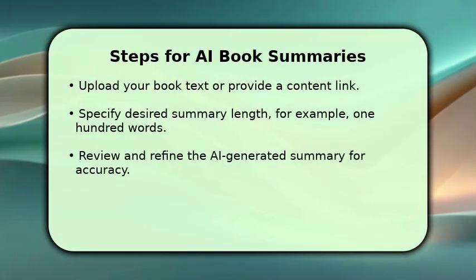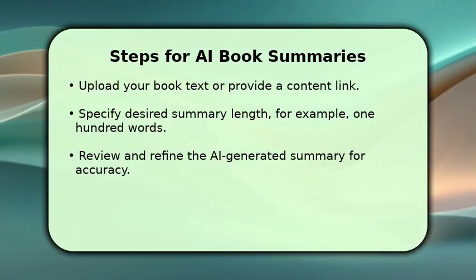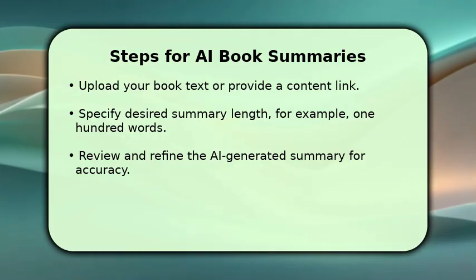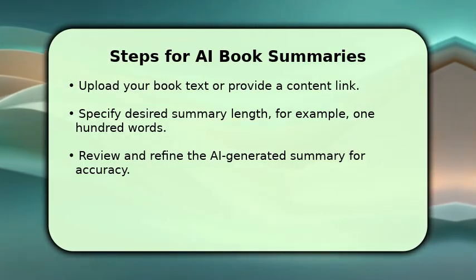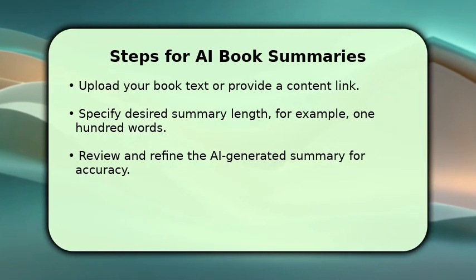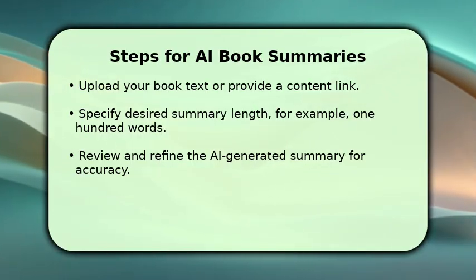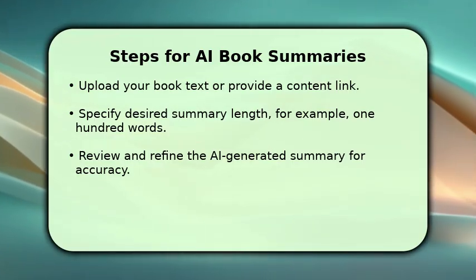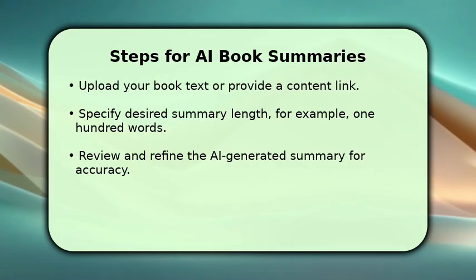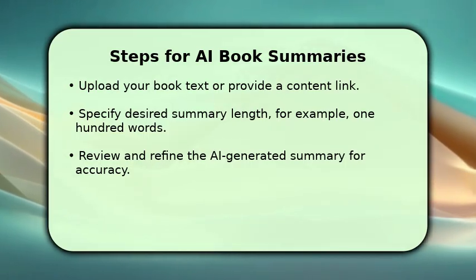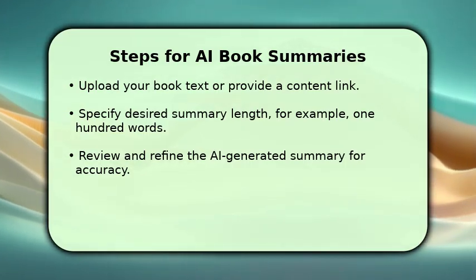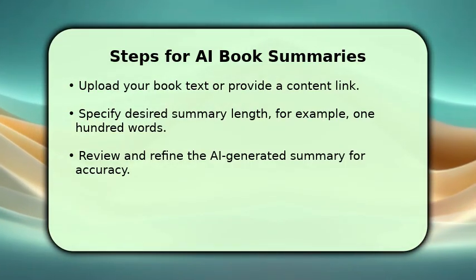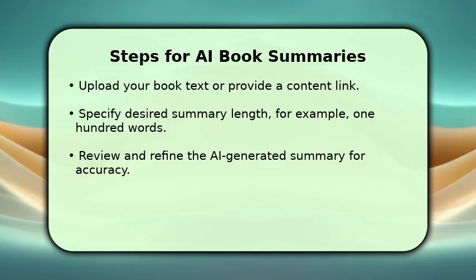To begin, simply upload your book's text directly to the AI tool or provide a web link if the content is online. Next, you will typically be prompted to specify the desired length of your summary. You might request a brief overview of 50 words or a more detailed summary of 300 words. After the AI generates the summary, it is crucial to review it carefully, making any necessary adjustments to ensure accuracy and clarity before final use.